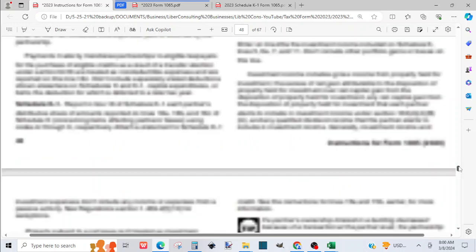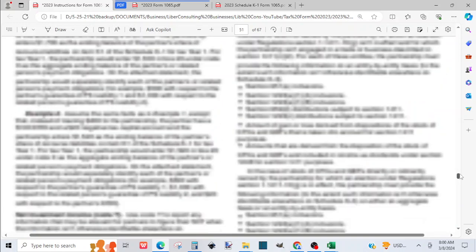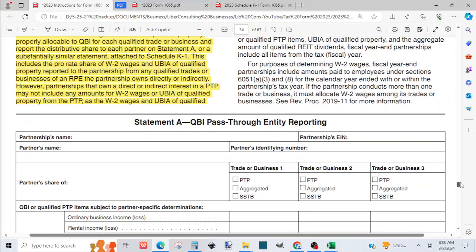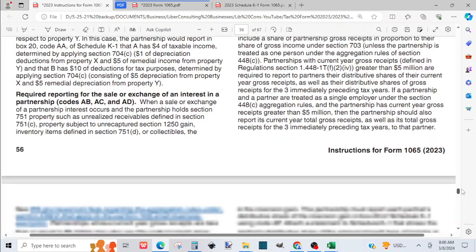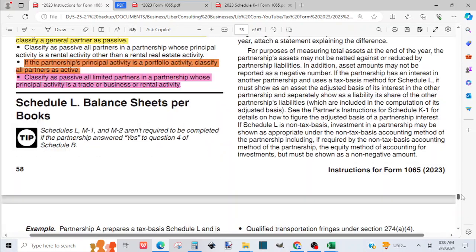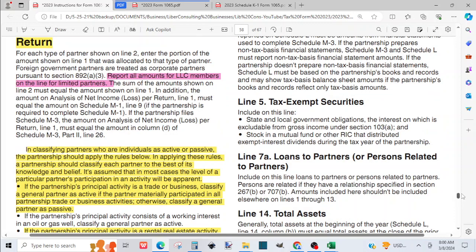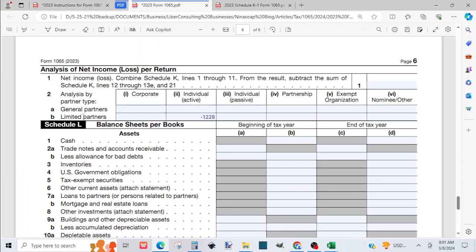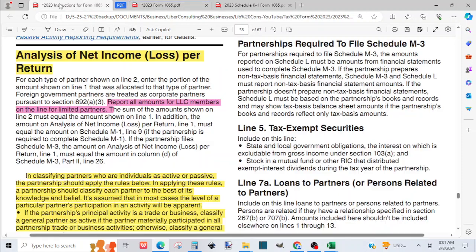Let's see if we'll be able to find it. Sorry if it's a little bit bothersome to scroll this way. Okay, page 58. Analysis of net income loss per return. Report all amount for LLC members on the line for limited partner. Since we are filing for an LLC, they say to use limited partners line.